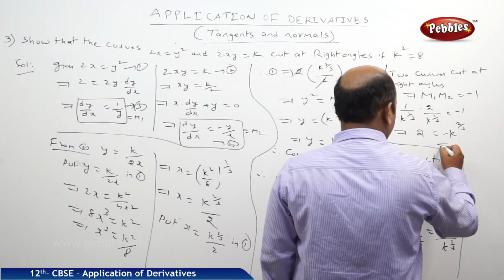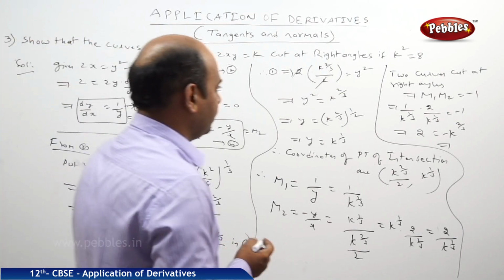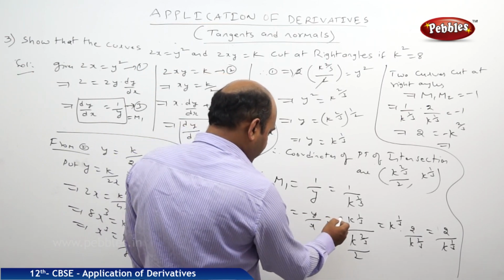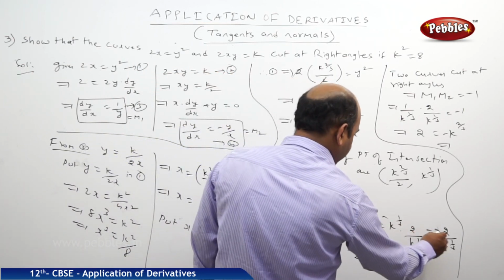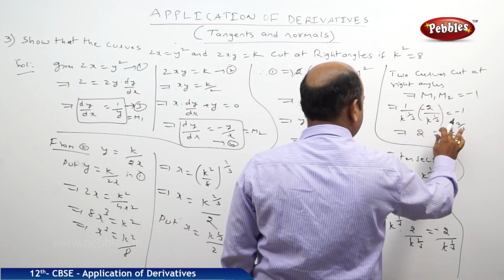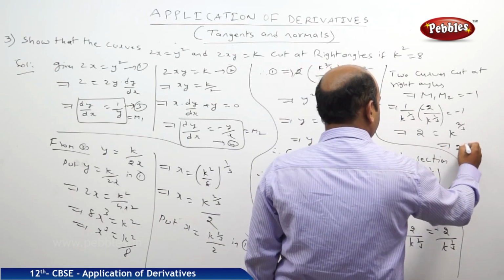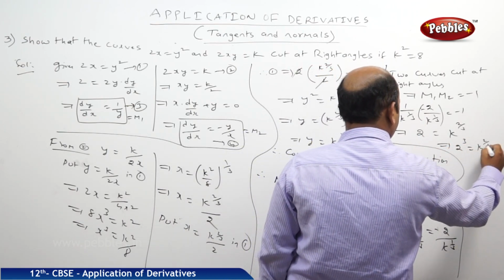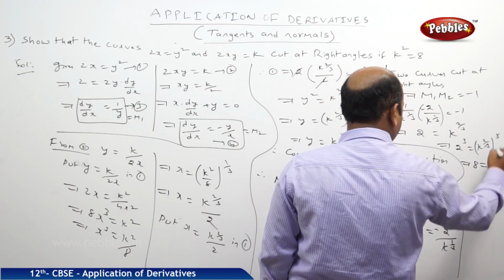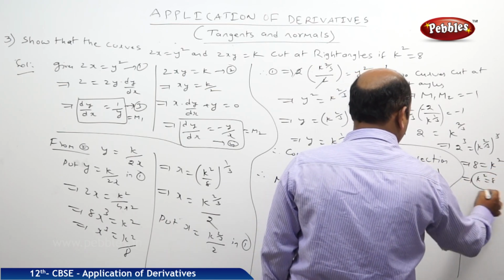Now what I will be doing? Cubing on both sides. A minus will be there continuously: here minus, here minus, and here one minus for us. So minus minus gets cancelled. Cubing on both sides means 2 cube is equal to (k power 2 by 3) whole cube. 2 cube means 8, and the 3 gets cancelled. Finally I got k square, so k square is equal to 8.